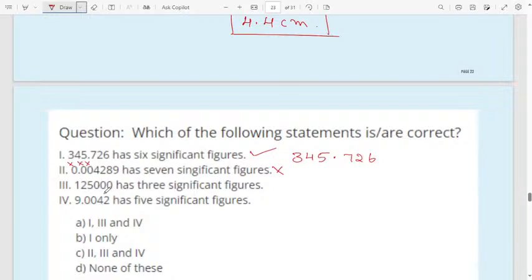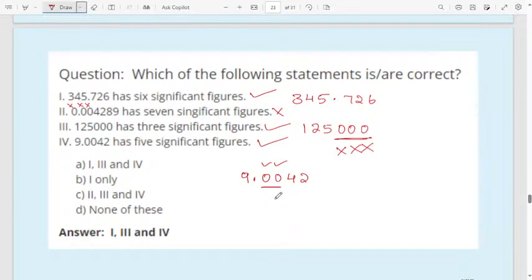Then 125000 has 3 significant figures. See, 125000, the trailing zeros are not at all significant. 1 2 3, only 3 significant figures you have in this question. Next, 12345 has 5 significant figures. 9.0042, decimal is there. These are the trapped zeros. After the decimal, if you are having zeros we will consider as significant. Then 1 2 3 4 5 significant figures are there, therefore this statement is also correct. Therefore options 1, 3, 4 will be true. Option A will be the correct answer for this question.